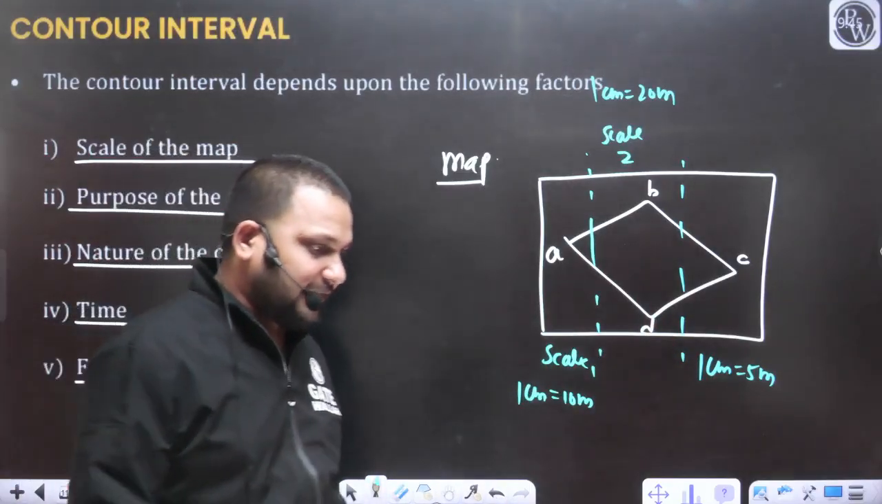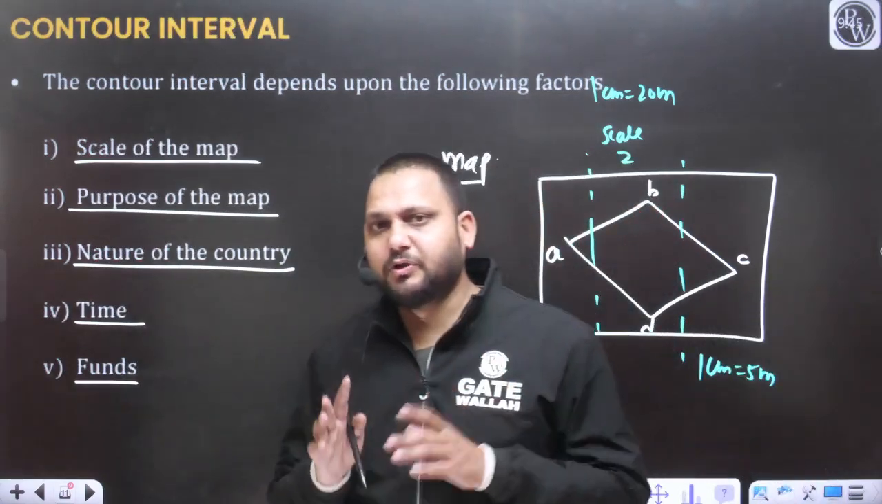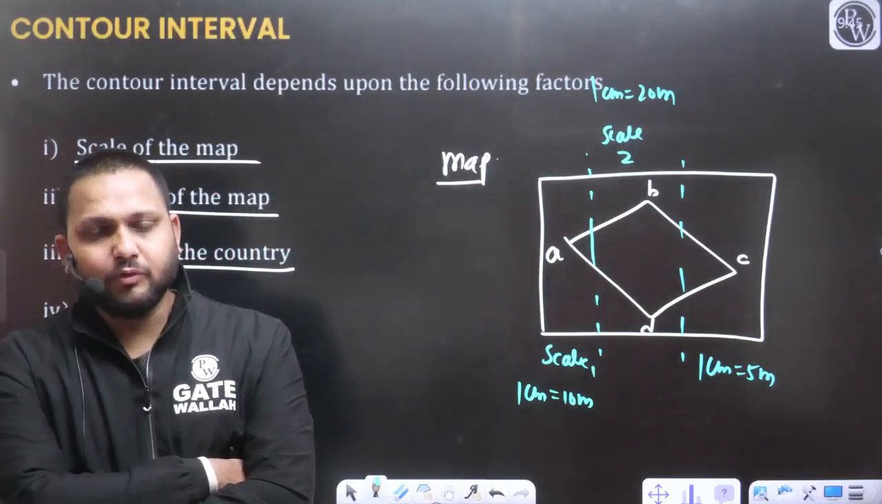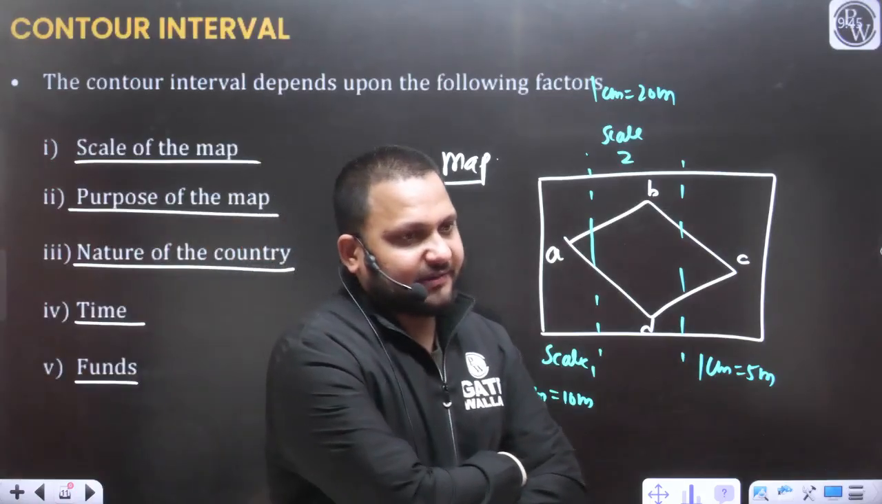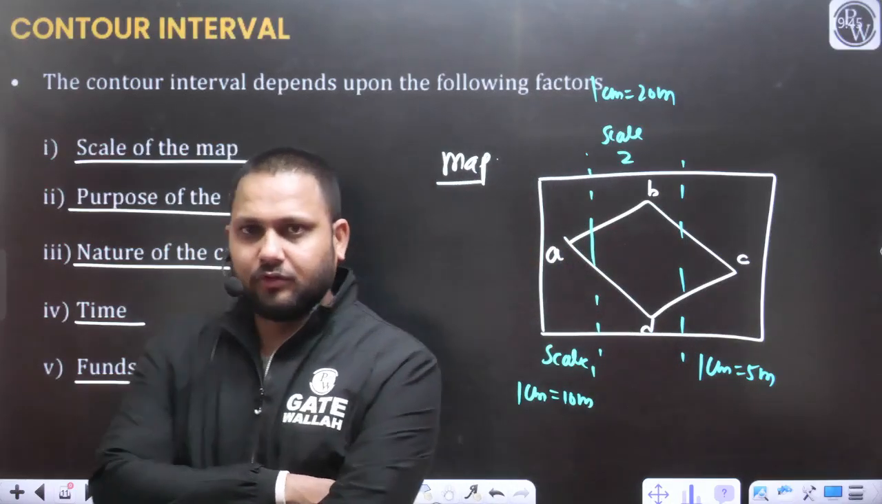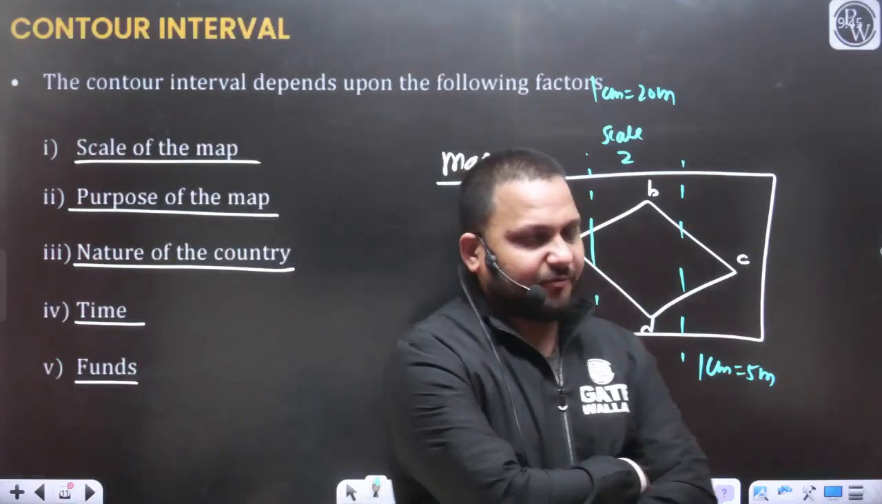So this is the general practice: for an entire map, the scale should be uniform, the scale should be the same. It will help you. In this way, you can easily interpret the information from the map. Yes or no?